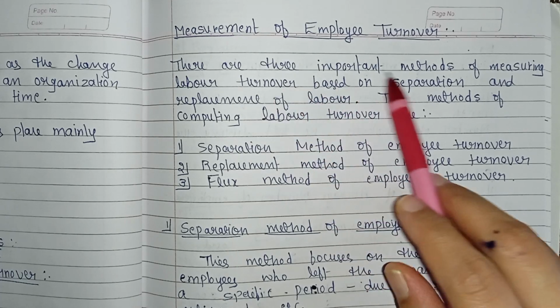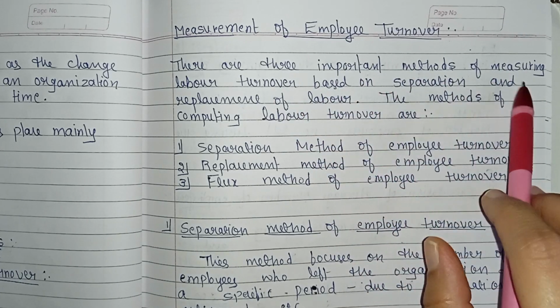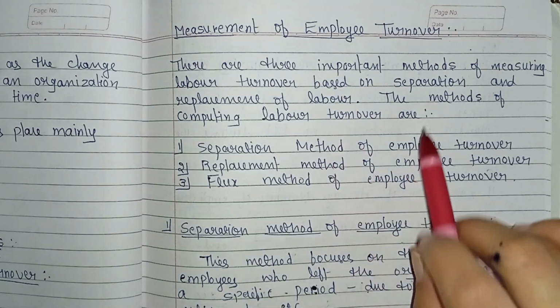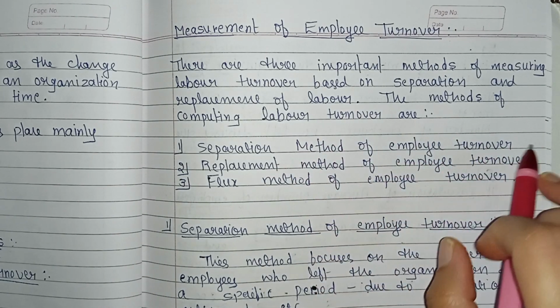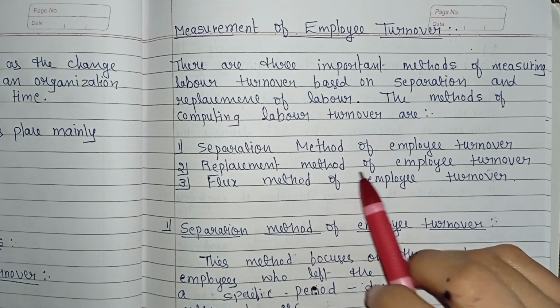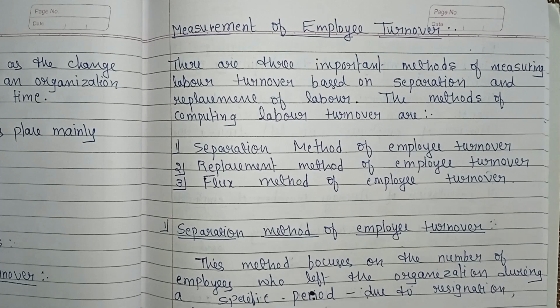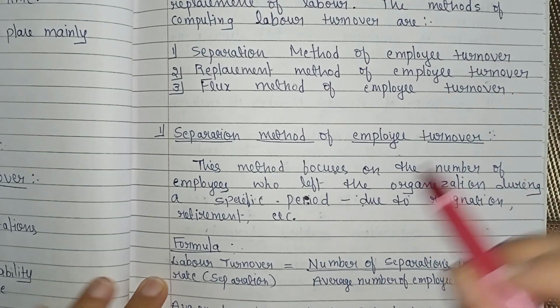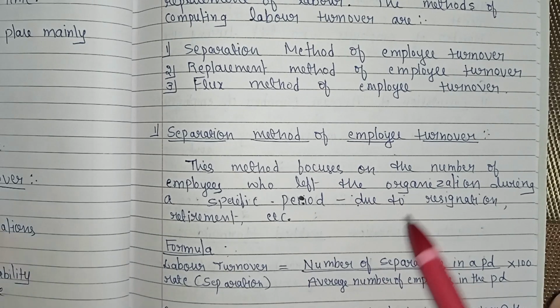See, there are three important methods of measuring labor turnover, based on separation and replacement of labor. The methods of computing labor turnover are the separation method of employee turnover, the replacement method of employee turnover, and the flux method of employee turnover. So let's learn one by one. First one is the separation method of employee turnover.